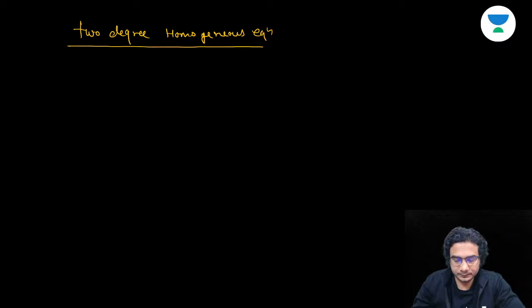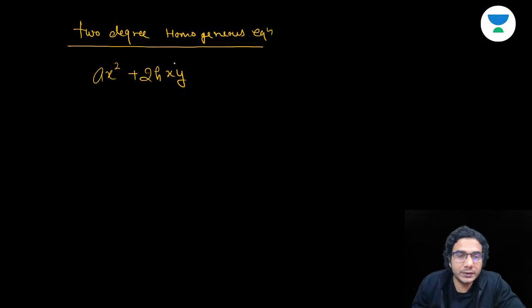Now 2-degree homogeneous equation is written as, general equation, ax square plus 2hxy, we take coefficient of xy as 2h, plus by square is equal to 0. 2h because h is frequently used in most of the relations. So that's why we take coefficient of xy as 2h. If we take h, then it will become h by 2 in all the relations which we are going to prove. So to write those relations nicely, we have taken coefficient of xy as 2h. Okay?